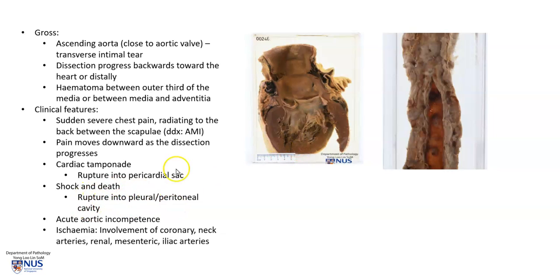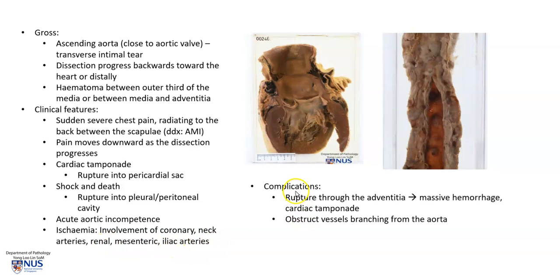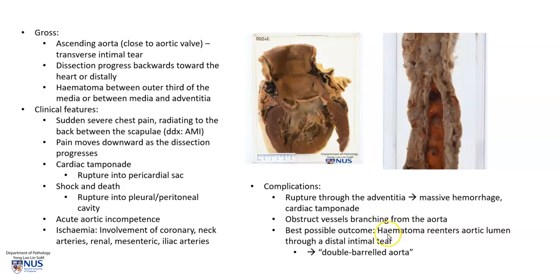There can be exsanguination. And if there is dissection to involve the aortic valve, there can be acute aortic incompetence, and also the dissection can affect the branches of the vessels coming off the aorta, which can then give rise to ischemia depending on which branch of vessel is affected. Some of the important complications: rupture through the adventitia giving rise to massive hemorrhage or cardiac tamponade, and also obstruction of vessels branching from the aorta.